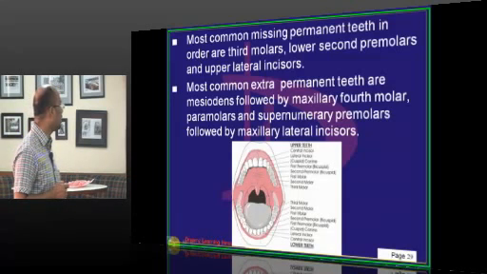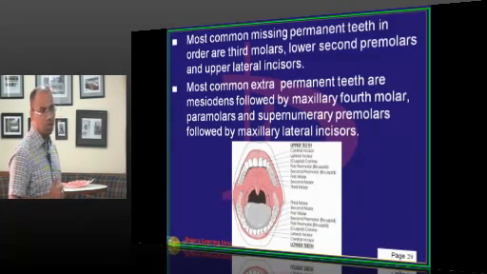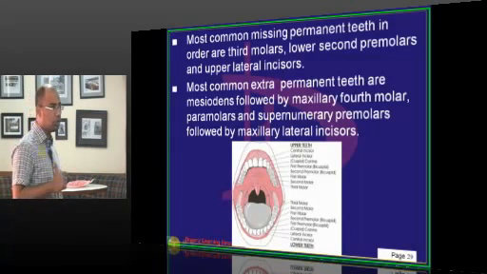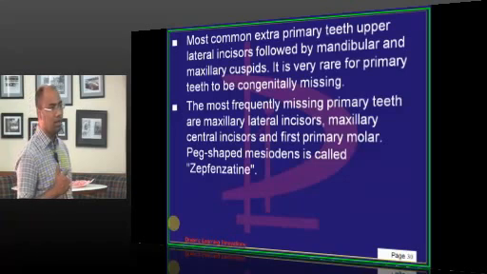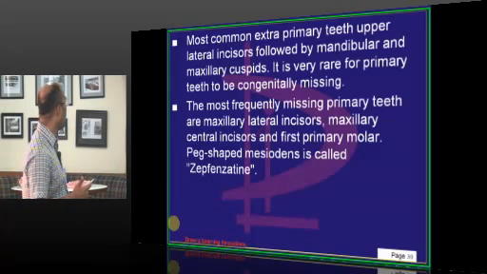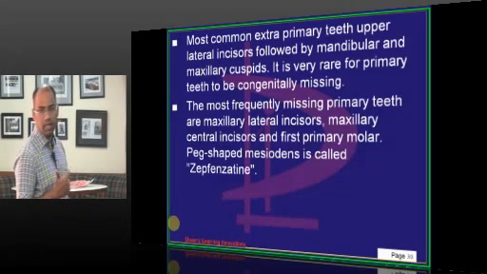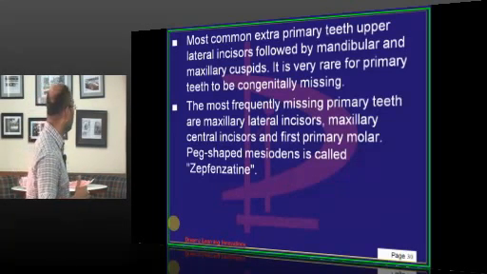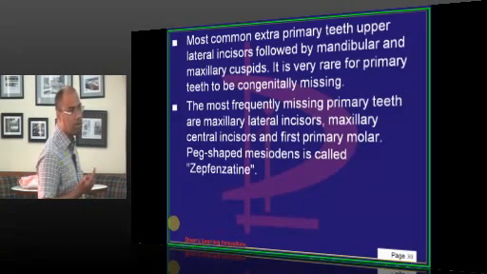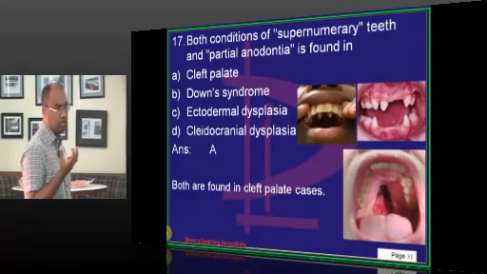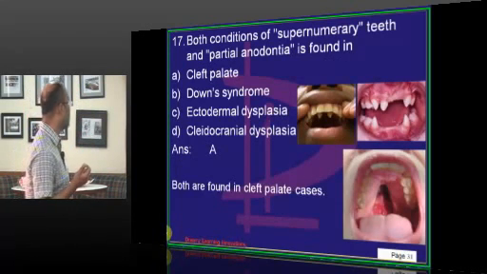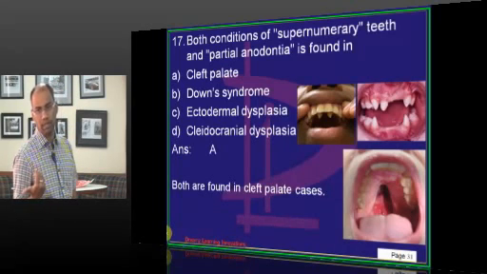Then the most common extra permanent teeth are your mesiodens, then your paramolar or fourth molar, and then your supernumerary premolars. These are the extra permanent teeth. The most common is mesiodens, and the most common extra primary teeth are upper lateral incisors. Upper lateral incisors you can see as supplemental teeth, extra primary teeth, followed by lower and upper cuspids, and it is very rare to see congenitally missing primary teeth. The most frequently missing primary teeth are upper lateral incisors. A peg-shaped mesiodens is also called Zapfenzahn, and mesiodens is present between the two upper central incisors, palatally.